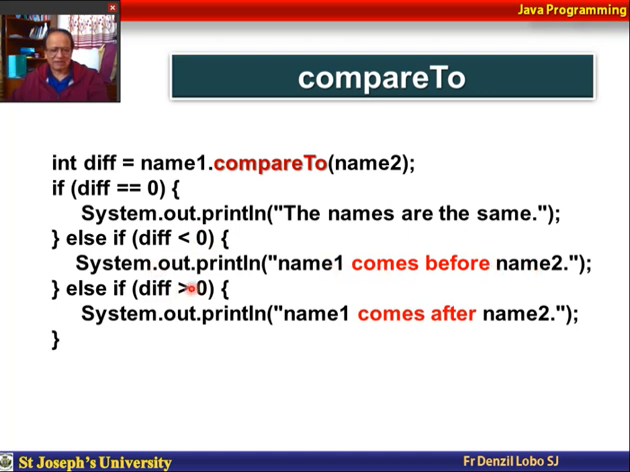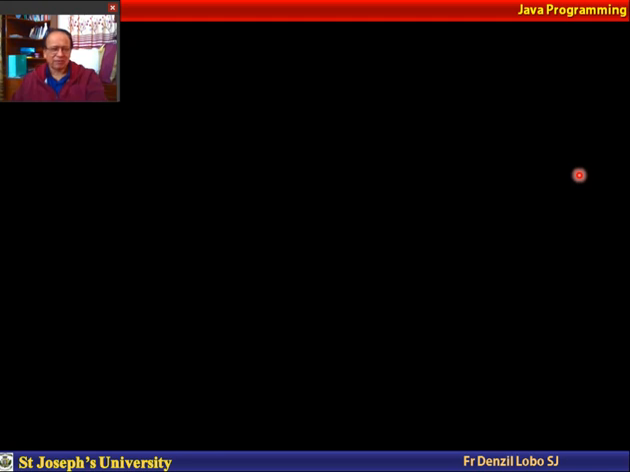If the difference is greater than 0, then I say name1 comes after name2. A positive number says that name1 is greater than name2, meaning it comes afterwards, or it is called lexicographically greater, coming afterwards in the dictionary. Where here name1 comes before name2 in the dictionary. Therefore, instead of using the operators greater than, equal, less than, equal, etc., we use this method to compare name1 and name2. So these are two more string methods which will be helpful for us in writing our programs. Thank you.